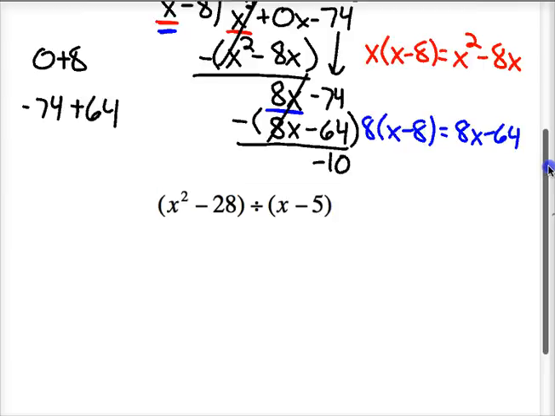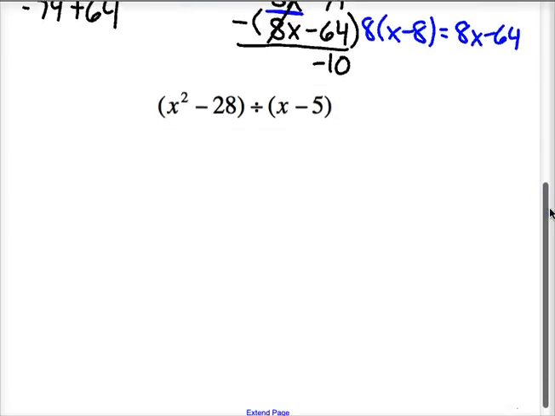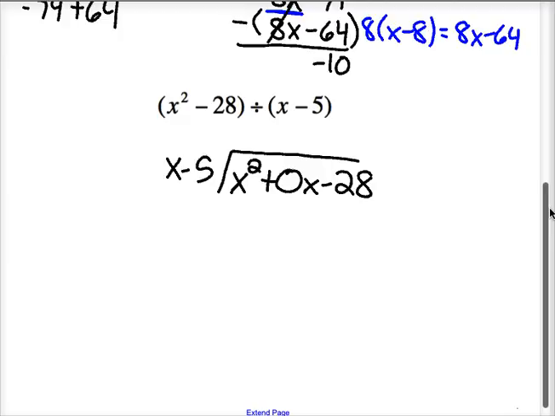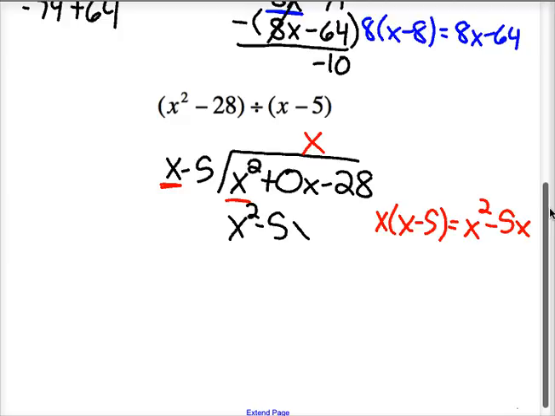Moving into our next example. Take that x minus 5, and it's dividing x squared. Again, put a 0 as a placeholder. But from here on out, everything is the same. What will it take for x to cancel x squared? Well, I'm going to have to multiply it by an x. So the x is going to multiply that entire x minus 5. That leaves you with x squared minus 5x.